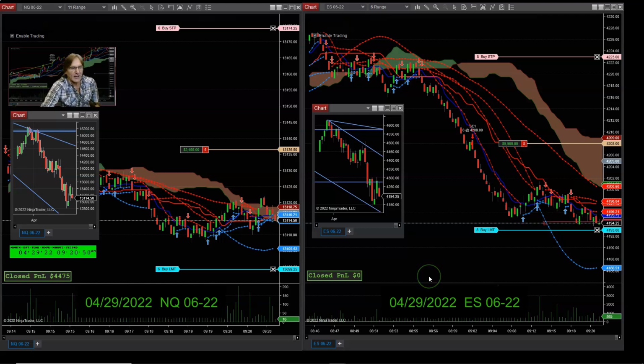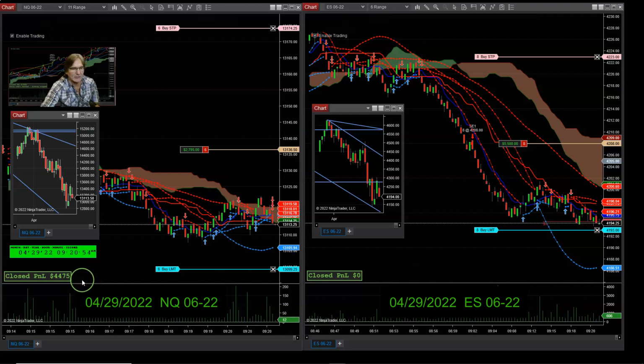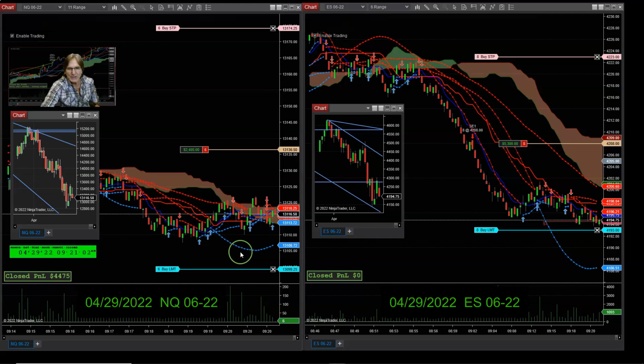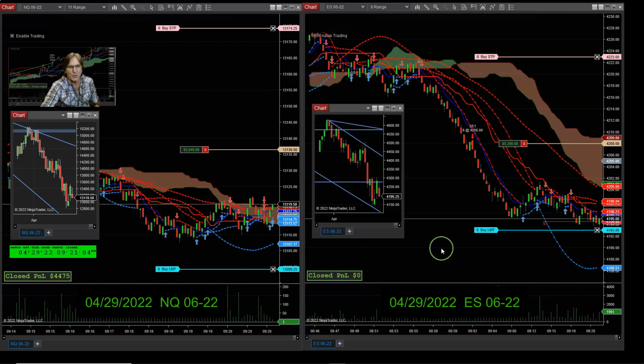So you're seeing this every day happen before your eyes. Once again, we got a closed P&L over here on the NQ. We're kind of working on getting down to a target, possibly over here, or bouncing. Same thing over here. No one knows.